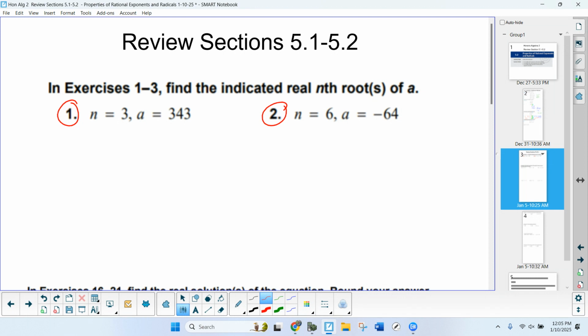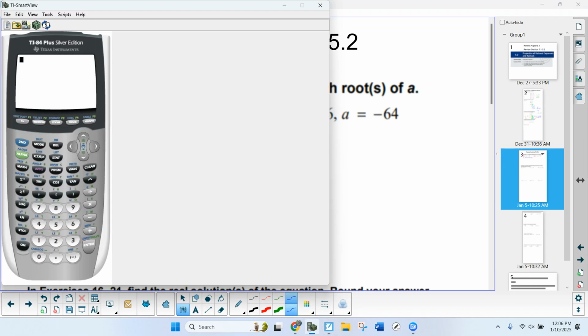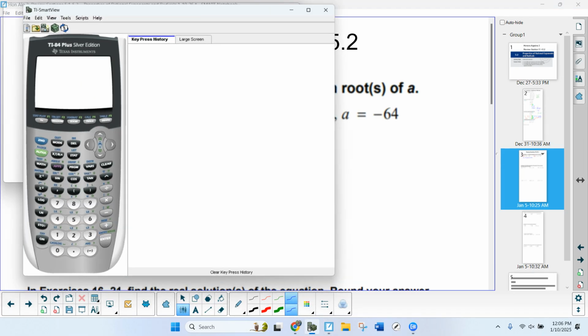Kaden, what are we asking you to find? What am I asking you to find here in this first one, number 1? All the third roots from 343. Yeah, all the third roots of 343. What multiplied 3 times to give you 343? Did you find it?